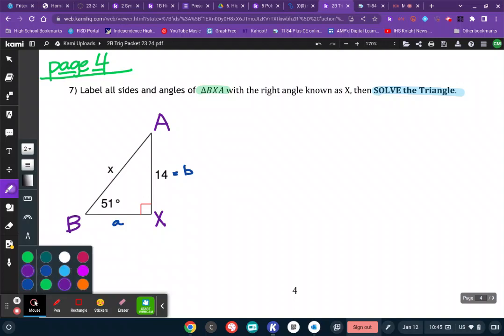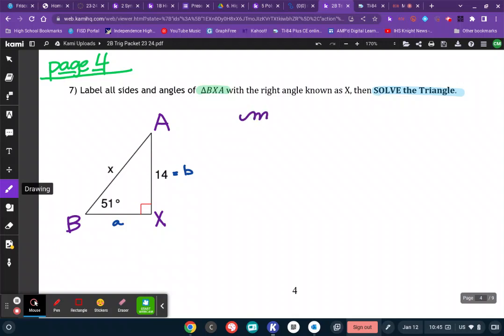So I'm going to find the measure of angle A. That little M means measure. So the measure of angle A. And I'm going to do that by subtracting 90 and 51 from 180. So 180 minus 90 is 90, right? And then minus 51 gives me 39 degrees. Good. So, 39 degrees. Make sure, without a doubt, you put the degree symbol. If you don't, then it's saying 39 radians, and that's not what we need.